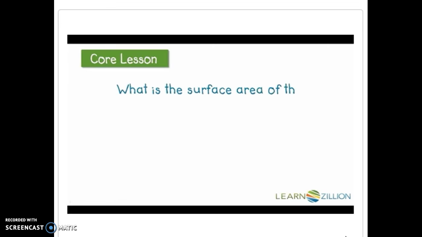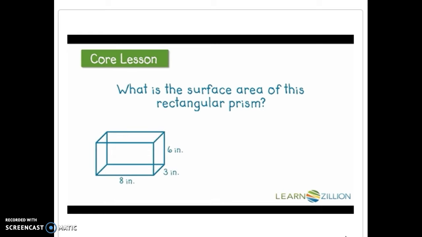Okay, let's jump into the core lesson. The first thing we will be doing today is finding the surface area of this rectangular prism. I want to do a little analysis of this prism before we actually find its surface area. As you remember from previous lessons, it has 2 parallel congruent rectangular faces that are shaded in pink right here. And you can see that the pink rectangle is 3 inches by 6 inches.